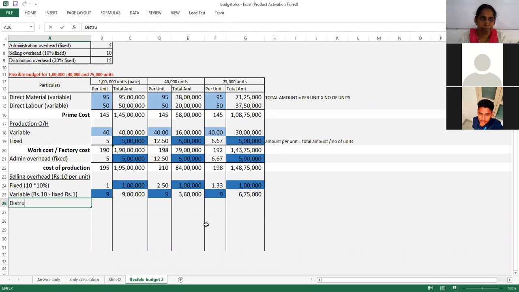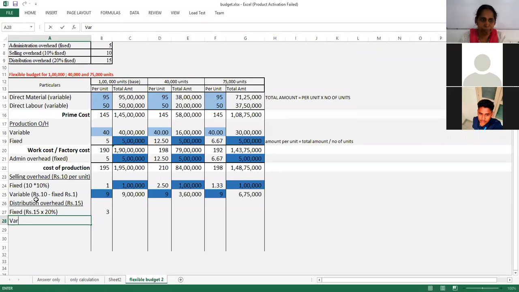Next is distribution overhead. Okay. Distribution overhead is how much? Rupees 15. So again, I am taking, they have given fixed. Fixed is how much? 20%. That is rupees 15 into 20%. So how much it is coming? 15 into 20% means 3 rupees.